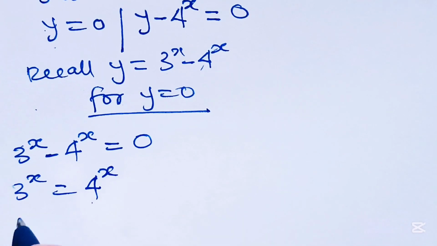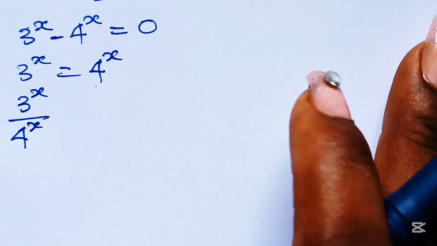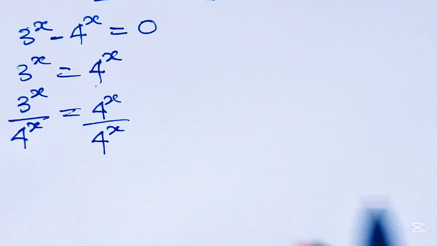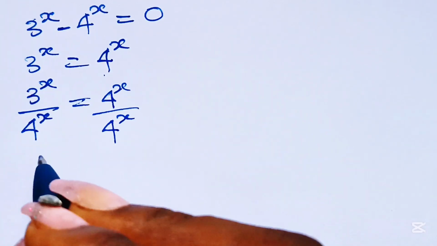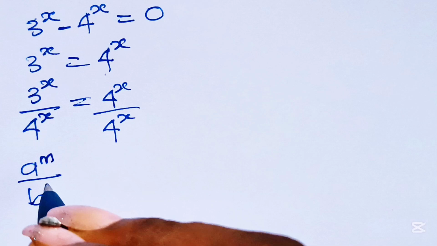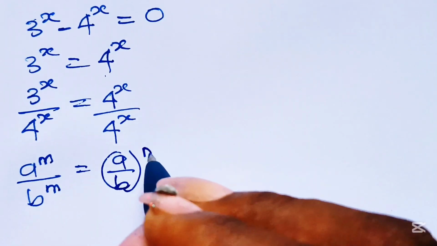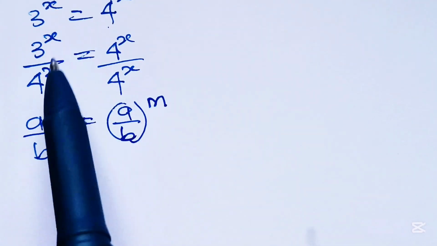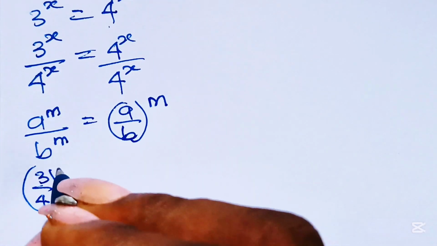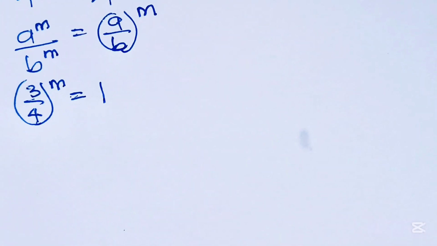Okay, so we have 3 to the power of x divided by 4 to the power of x is equal to 4 to the power of x divided by 4 to the power of x. Now, when you have a to the power of m divided by b to the power of m, it is equal to a divided by b raised to the power of m. So that means that here we can write this as 3 divided by 4 raised to the power of m is equal to 1, because this will divide itself to give us 1.